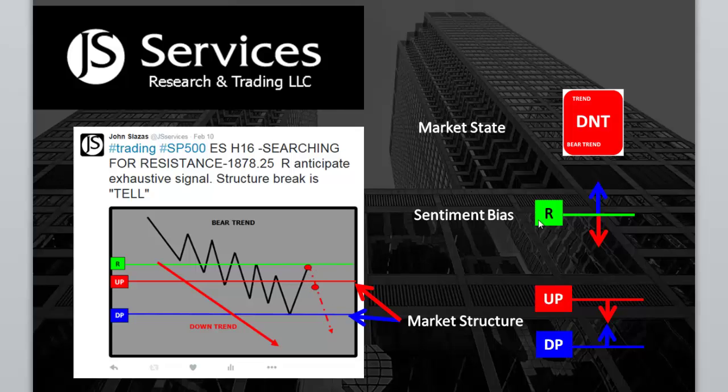In this example, there's an understanding that sentiment is above the market, so it can go as high as sentiment. But if we get a failure back down through, that would be a structure break to the downside and a tell that the bear trend is ready to resume.